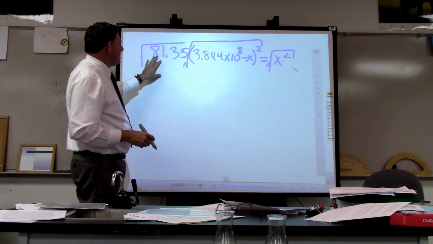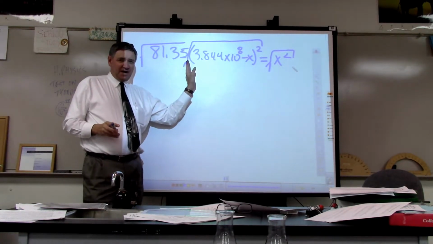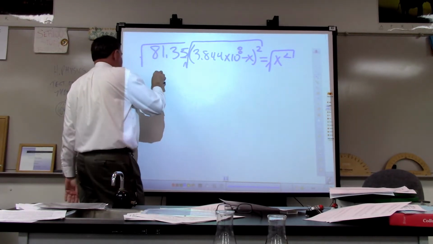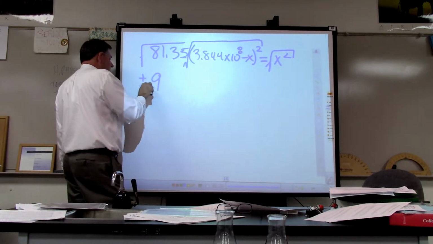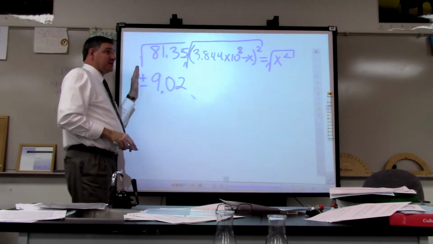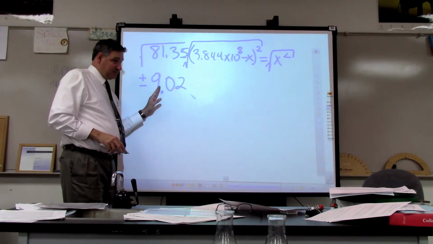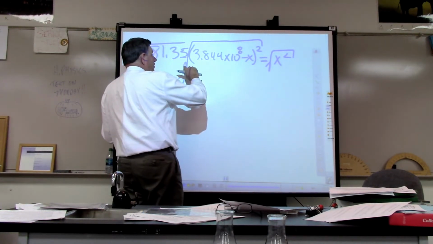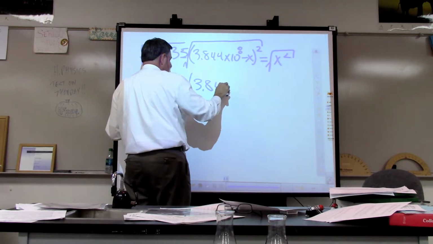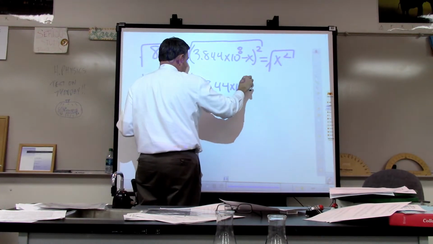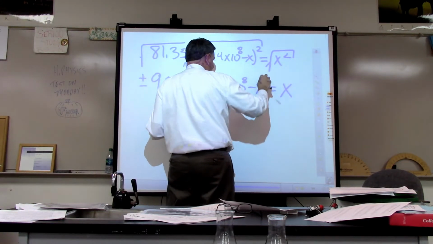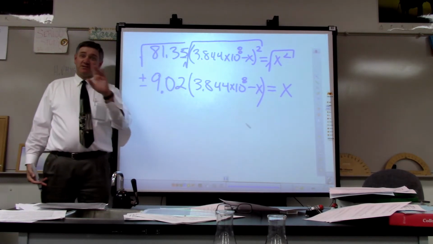Okay, so somebody take the square root of 81.35. 9.02. Now, that's going to be plus or minus 9.02. This is going to be important. Plus or minus 9.02. Now, when I take the square root of this whole thing squared, that just becomes 3.844 times 10 to the 8th minus x. And this just becomes x. This becomes much more manageable.